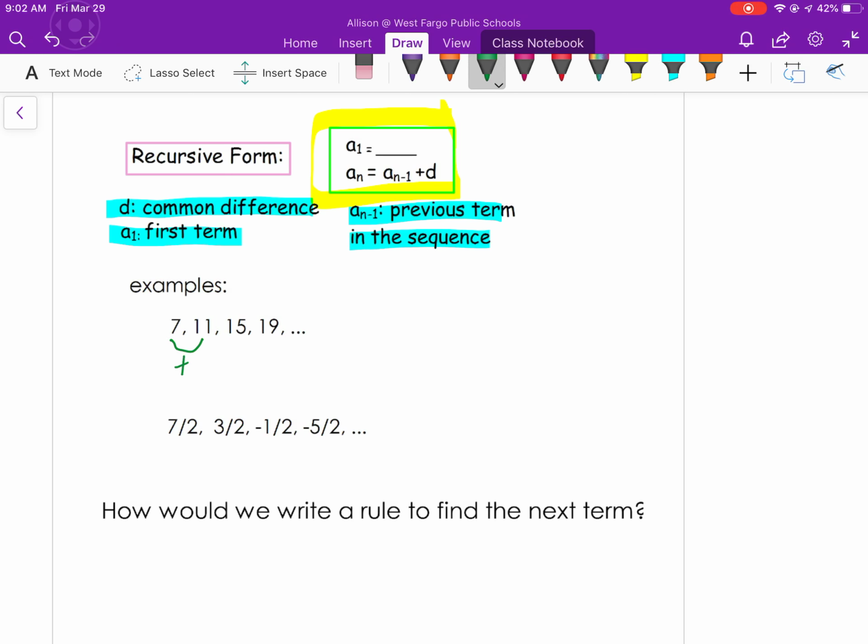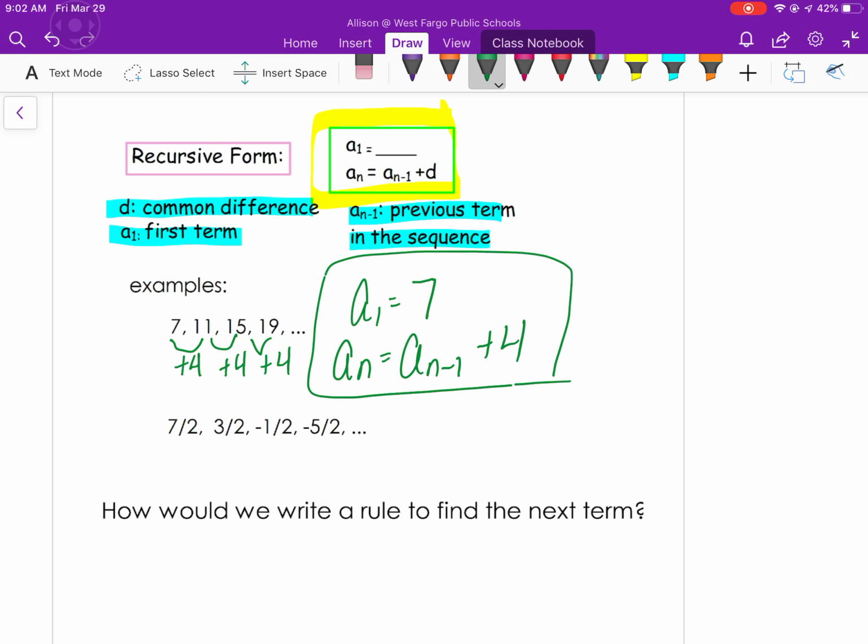So 7 plus 4 is 11, 11 plus 4 is 15, 15 plus 4 is 19. So if I wanted to write a recursive rule, I would first have to tell you that you need to start at 7, so the first term is 7. And then you take the previous term and you add 4 to it. So that would be my recursive rule. So I could find the next term would be 23. After that, it would be 27.